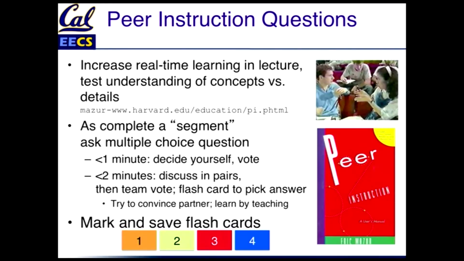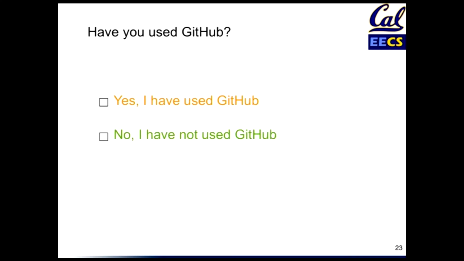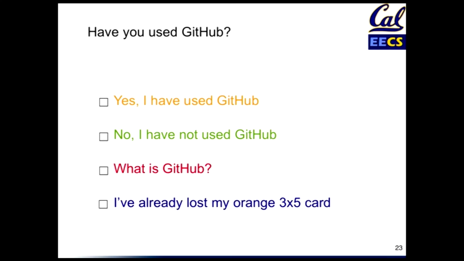So I don't think I can do the polls. Well, we could just pretend on the first one, and you guys could raise your hand. This one's pretty easy to do. Have you ever used GitHub? If you have a card, hold up the orange one if you've used GitHub, or just raise your hand. Okay, how many have not used GitHub? Use the green one. All right, only a few. And then the other options are, what is GitHub, and the other option is, I've already lost my card. Seconds into the semester and you've already lost a card.